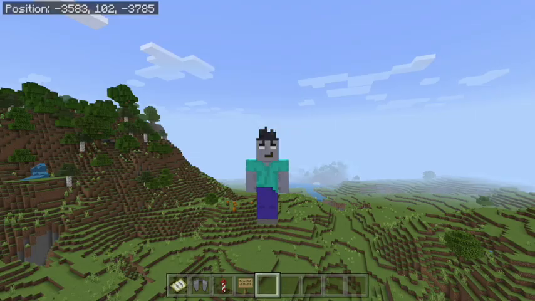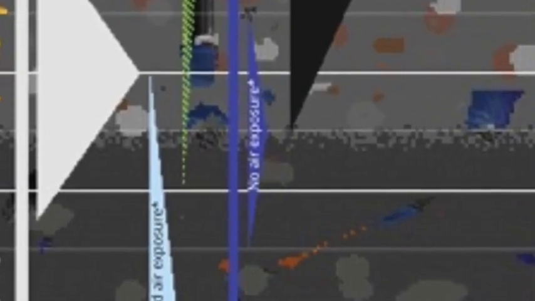And for air exposure, that tiny sliver of a triangle right there is going to have a minimized air exposure, and that long bar is going to have no minimized air exposure.